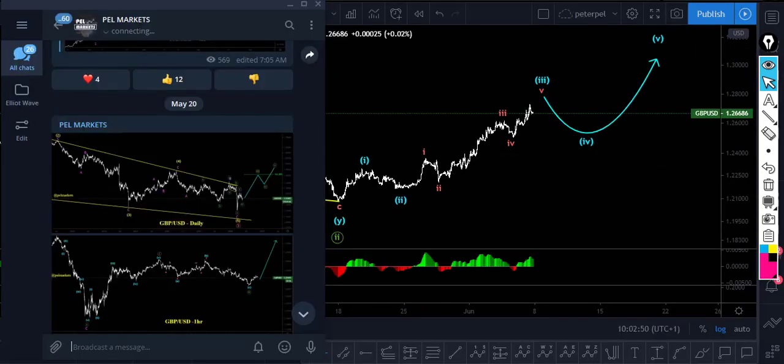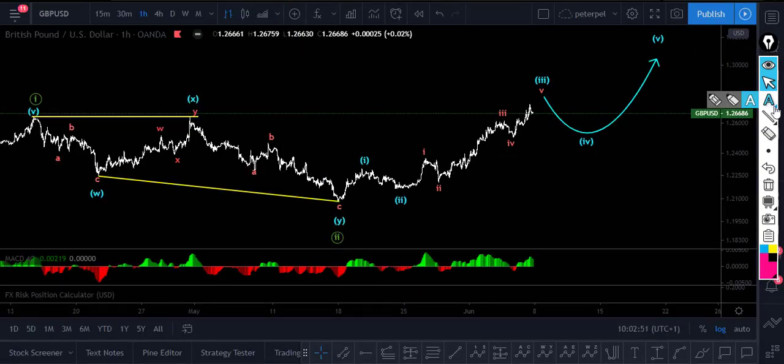And to date, this was where price was when we posted the update. It was making this correction. Then now that correction ended for green wave 2, and we cashed this very beautiful impulse for blue wave 3. Now we are in a very similar situation.